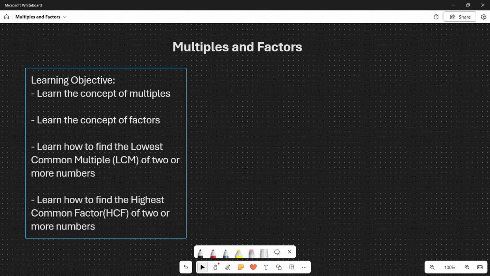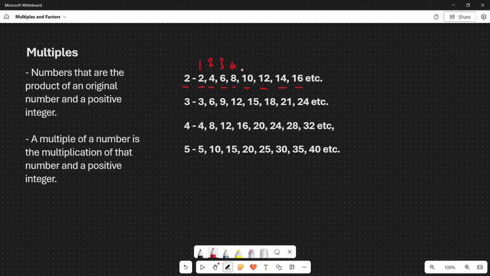And how 2 follows is that it will first start with 1, 2, 3, 4, 5, 6, 7, and 8. So it will go linearly: you first multiply 2 by 1, then by 2, then 3, then 4, then 5, then 6, then 7, then 8. As long as they are all positive integers that you're multiplying with 2, the product will be counted as a multiple of 2.